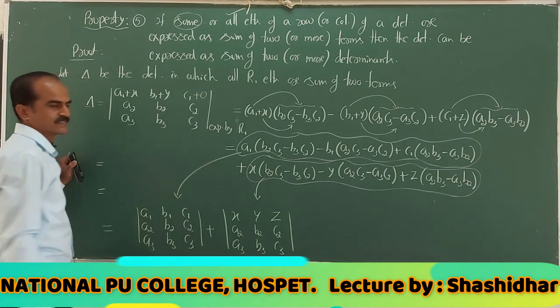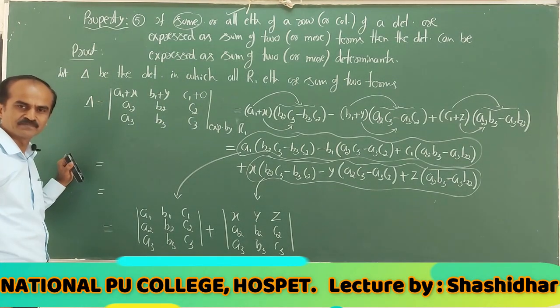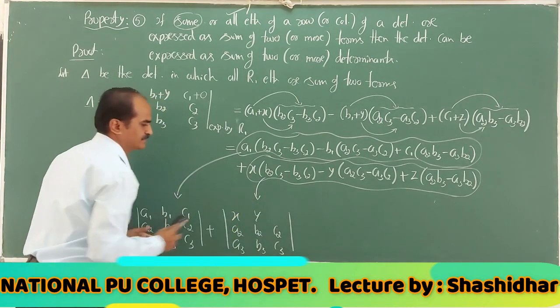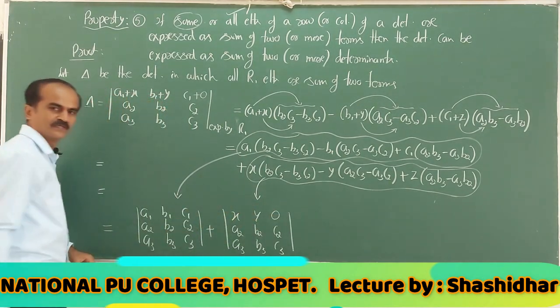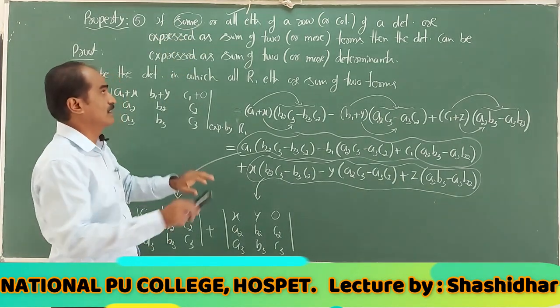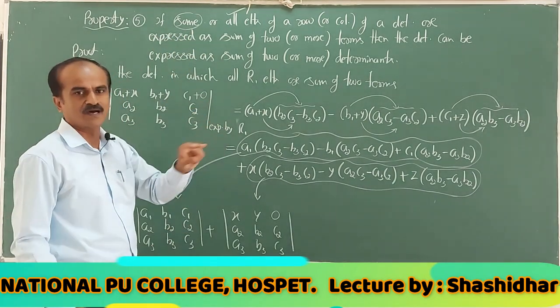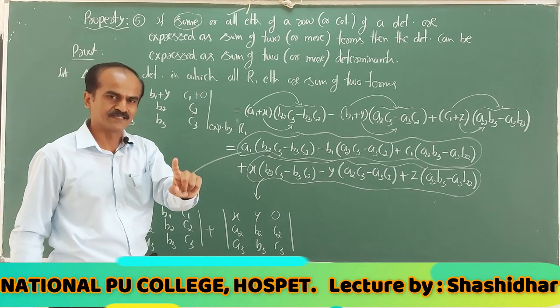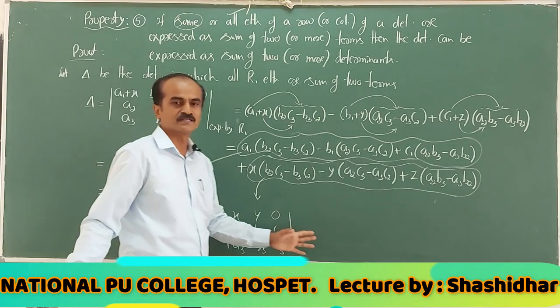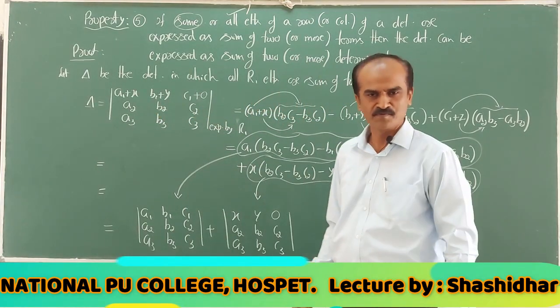Without changing its value, what can you assume? C1 plus 0. If you expand, what are you going to get here? It is 0. So in this way, if all the elements of a row are a sum of two terms, then that single determinant can be expressed as a sum of two determinants. So that is the property. I hope you followed this.